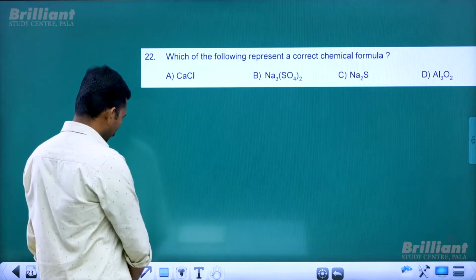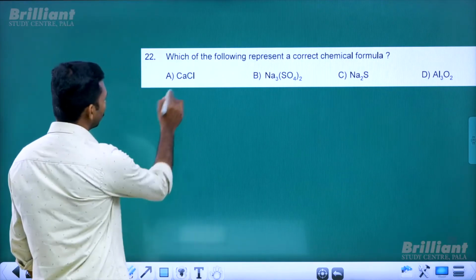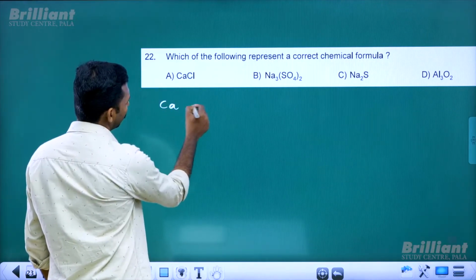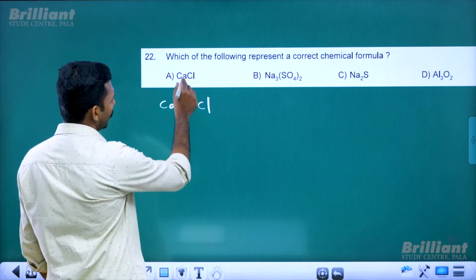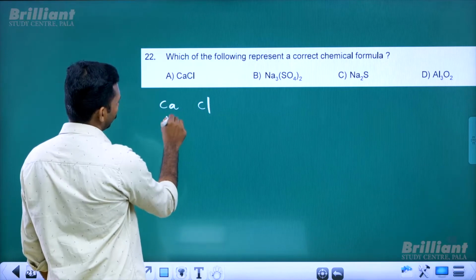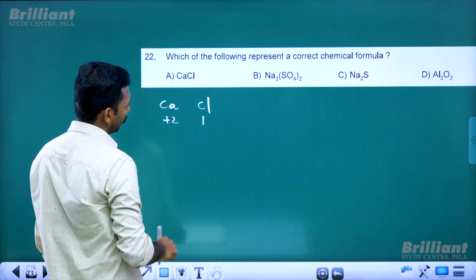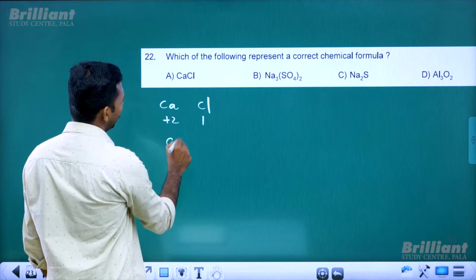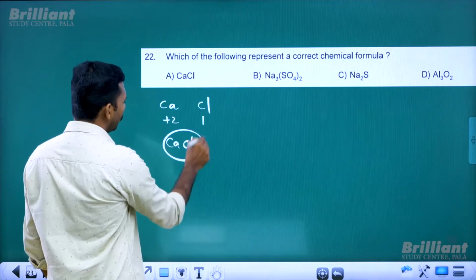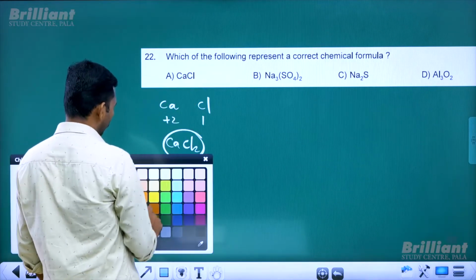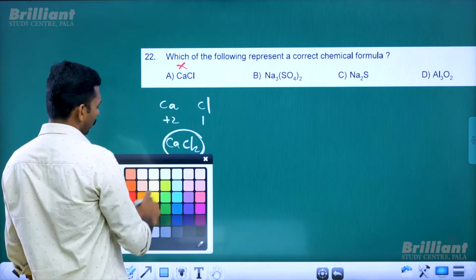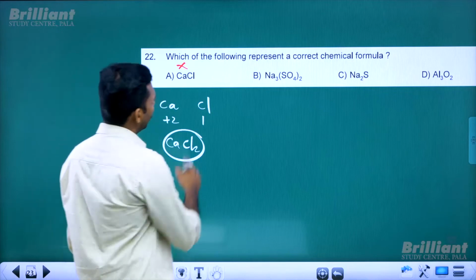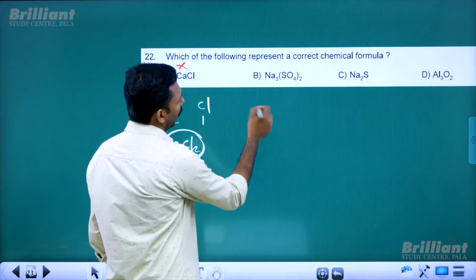First one is calcium chloride. Here the elements are calcium and chlorine. Let us check. Calcium may have valency plus 2, we know, and chlorine minus 1. So crossing these, CaCl2. This should be the correct formula for calcium chloride. CaCl is given, so it is incorrect. It should be CaCl2.